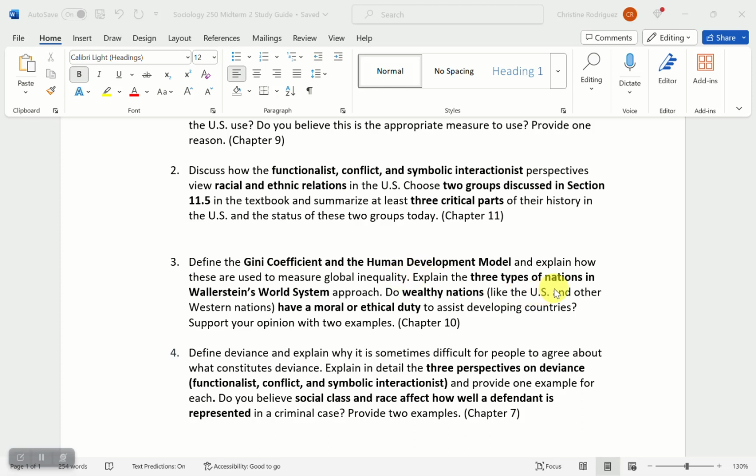Explain the three types of nations in Wallerstein's world system approach. Okay, so make sure you're not just listing them, but you're explaining them, right? You're giving me the details about each of those three types.